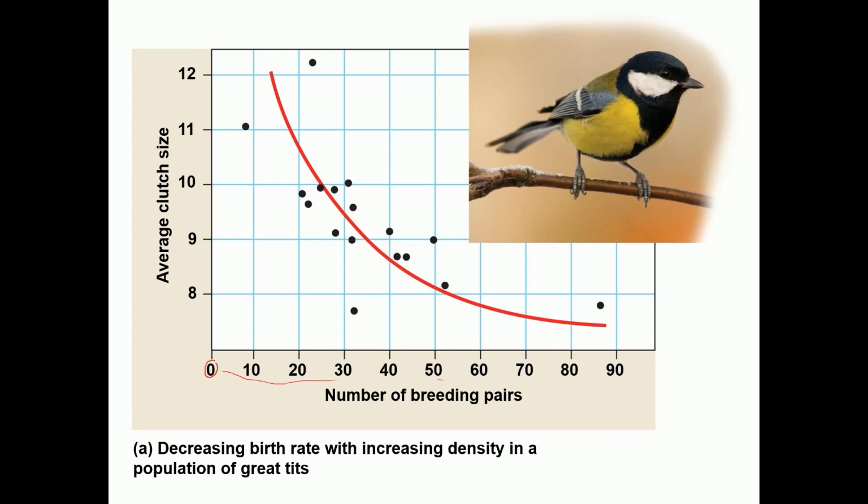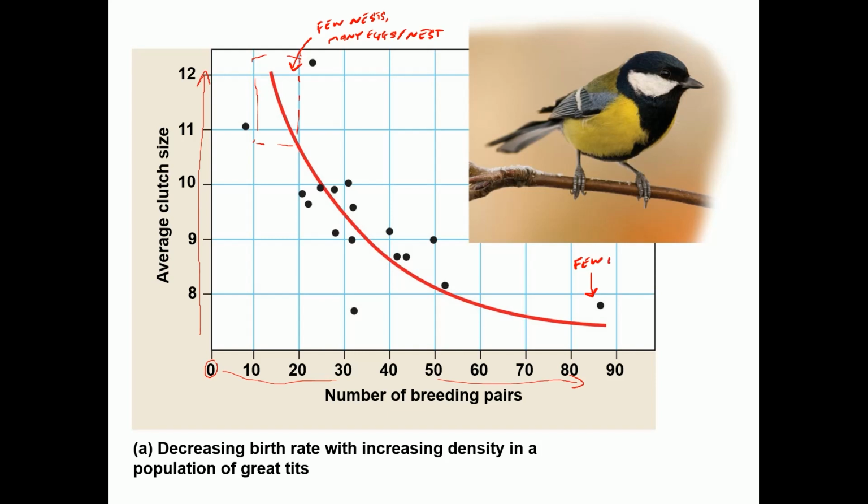And then notice something. In locations where we found very few nests, 10, 20 nests, we had really large clutch sizes, 11, 12 eggs per nest. In areas where we found lots of nests, we found very few eggs in each nest, 7, 8 eggs per nest. And then in between, you have this downward curve. And you can see the trend. The fewer nests there are, the more eggs per nest. The more nests there are, the fewer eggs per nest.